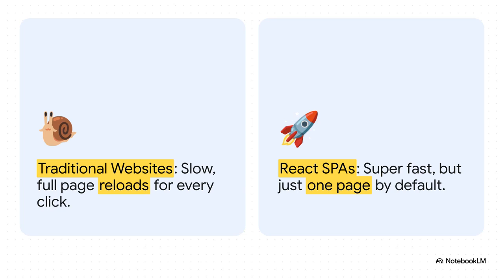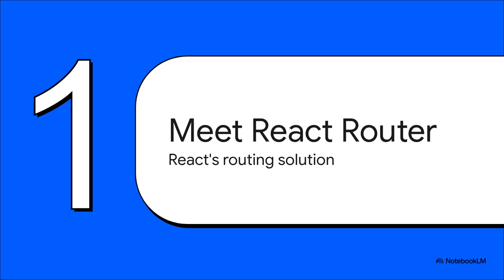And this is the classic trade-off, isn't it? You've got your old-school websites that have plenty of pages, but every single click means a slow, clunky, full-page reload. Ugh. Then you have React single-page apps, or SPAs. They are absolutely lightning fast, but like the name says, it's all just one page. So how do we get the best of both? Well, say hello to the hero of our story, React Router.